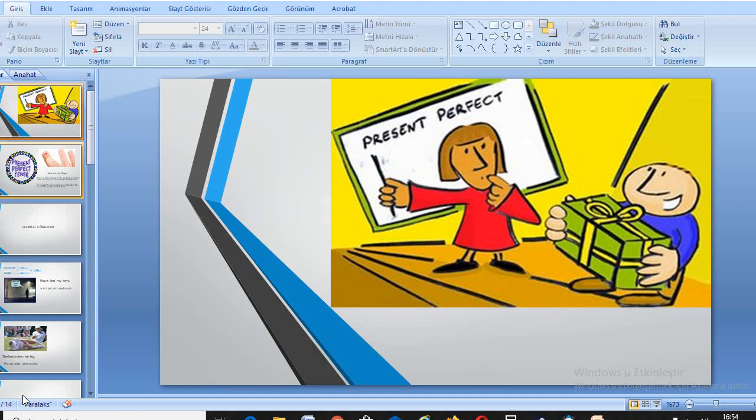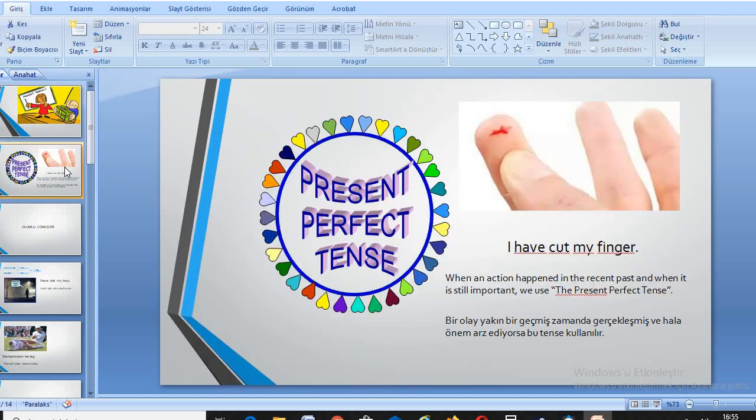This time, as you remember, last week we talked about present perfect tense. We learned present perfect tense, but as we didn't have enough time, it was just the beginning. Now, this time we are going to talk about present perfect tense one more time to make it stronger. Okay, this is present perfect tense.